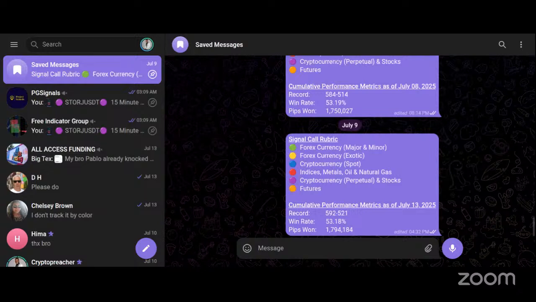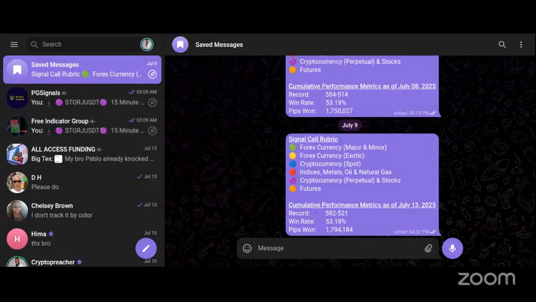Since May the 2nd of this year, which is when I started trading for the year, we're at 592 wins versus 525 losses, win rate percentage of 53.18%, and pips won 1,794,184. We've been pretty spot on.